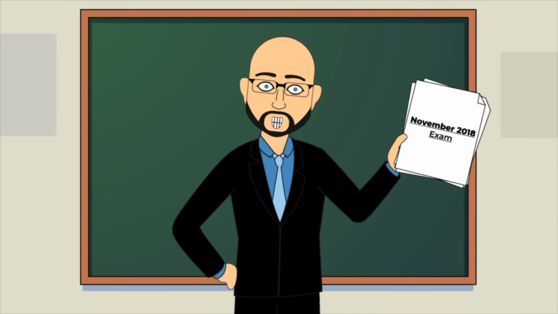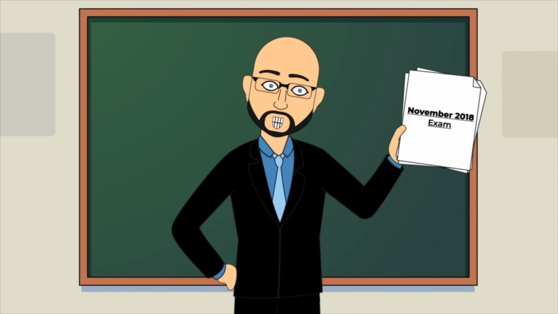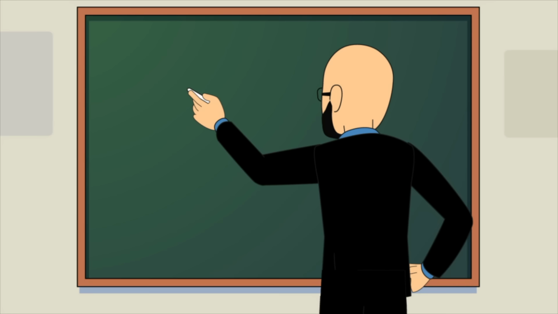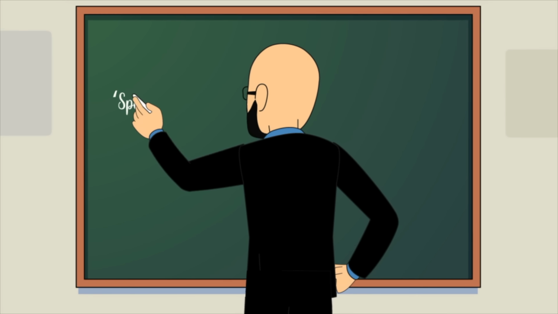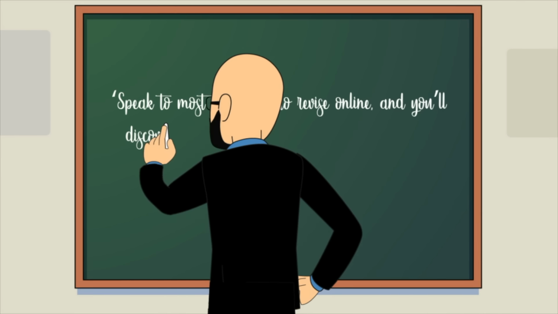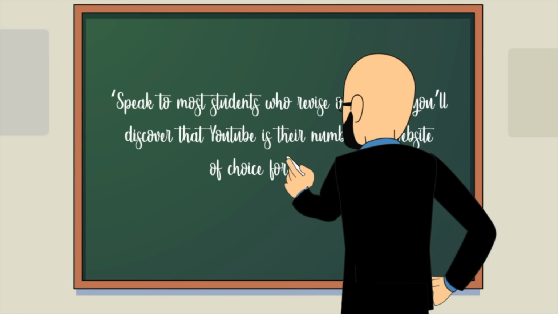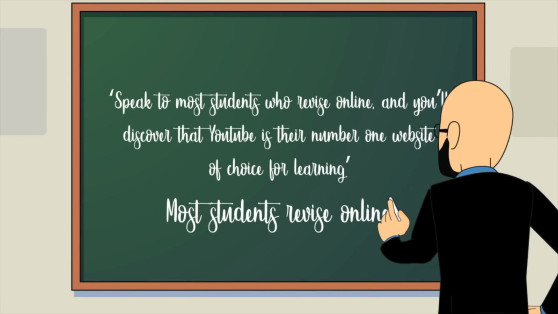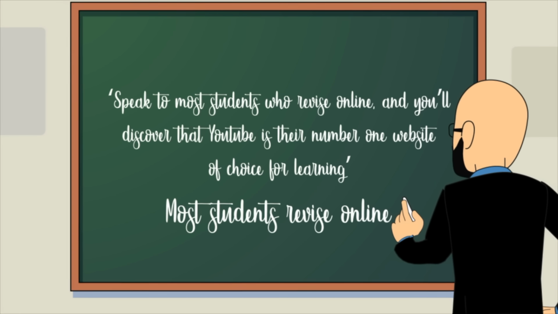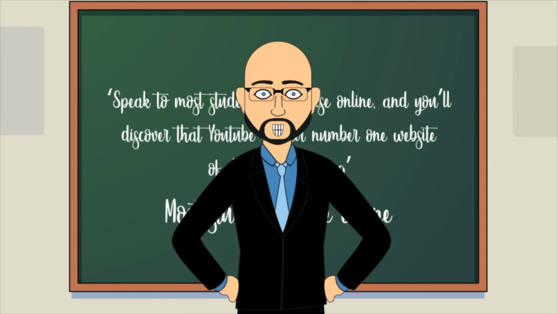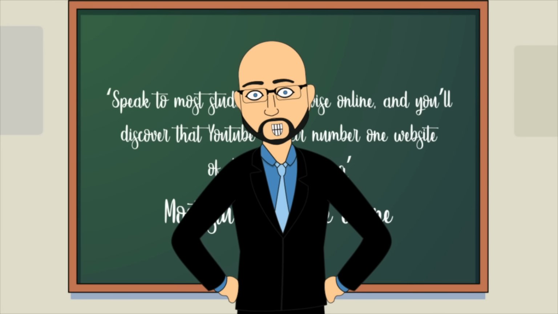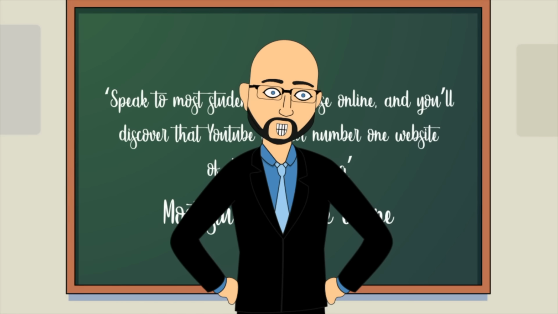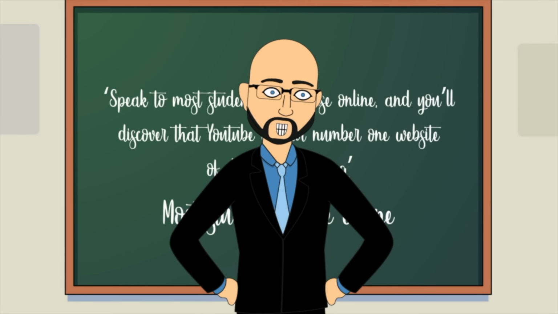In the November 2018 resit paper, many students chose an incorrect statement which was worded very similarly to a statement from the text. So the original text said something like, "Speak to most students who revise online and you'll discover that YouTube is their number 1 website of choice for learning." And one of the statements in the question was, most students revise online. And you can see that the wording of the statement is very similar to what it says in the text, but that's not actually what the source is saying. The statement is incorrect. The source doesn't say that most students revise online. It makes a statement about what most students who revise online actually do when they are there.